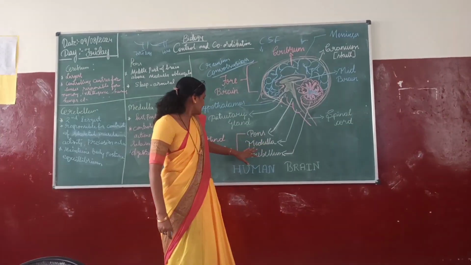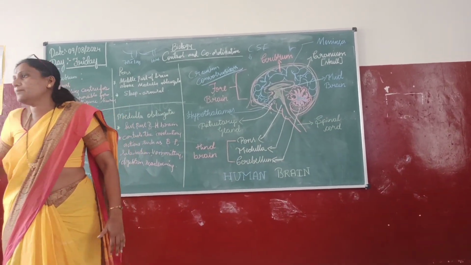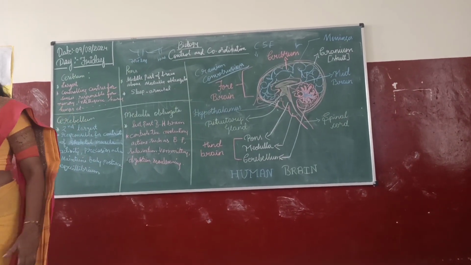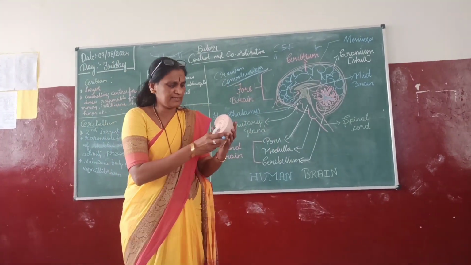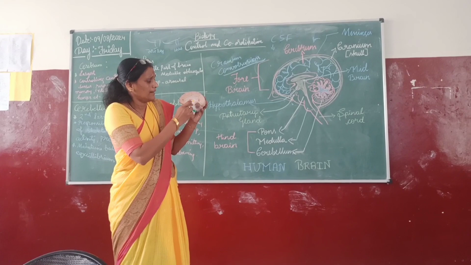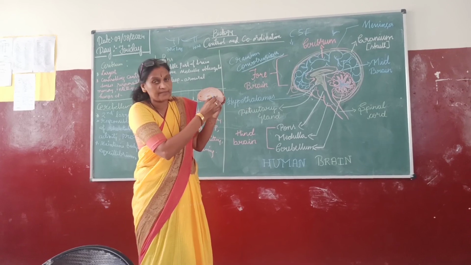Next, let us discuss the hindbrain. This hindbrain is present in the posterior part of the brain. It is the last part of the brain. You can see here, children, this is the forebrain and this is the midbrain, and this part is called the hindbrain. This is the hindbrain.